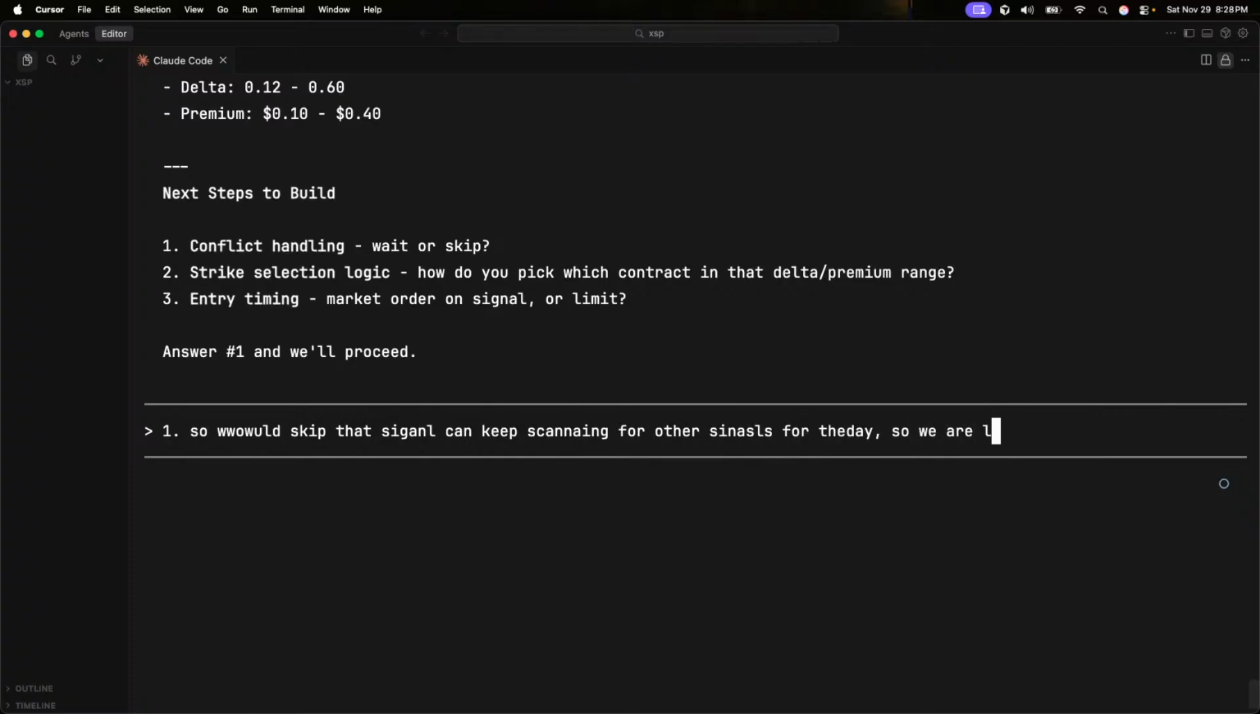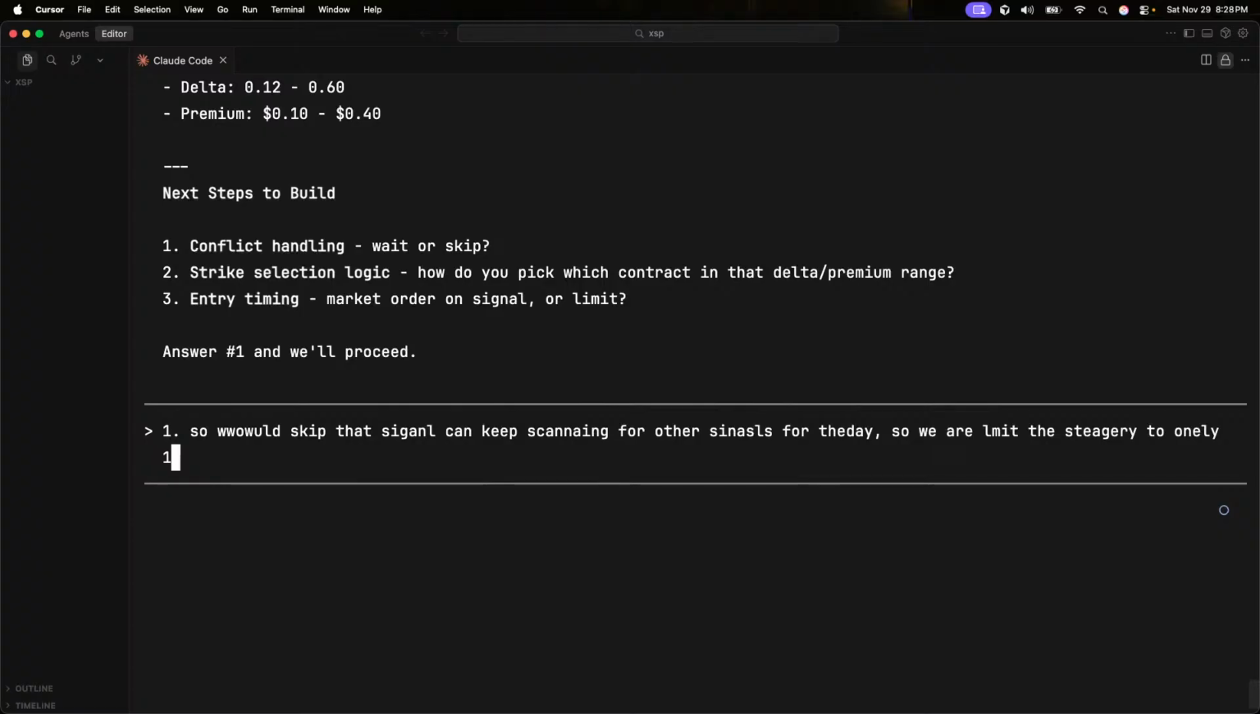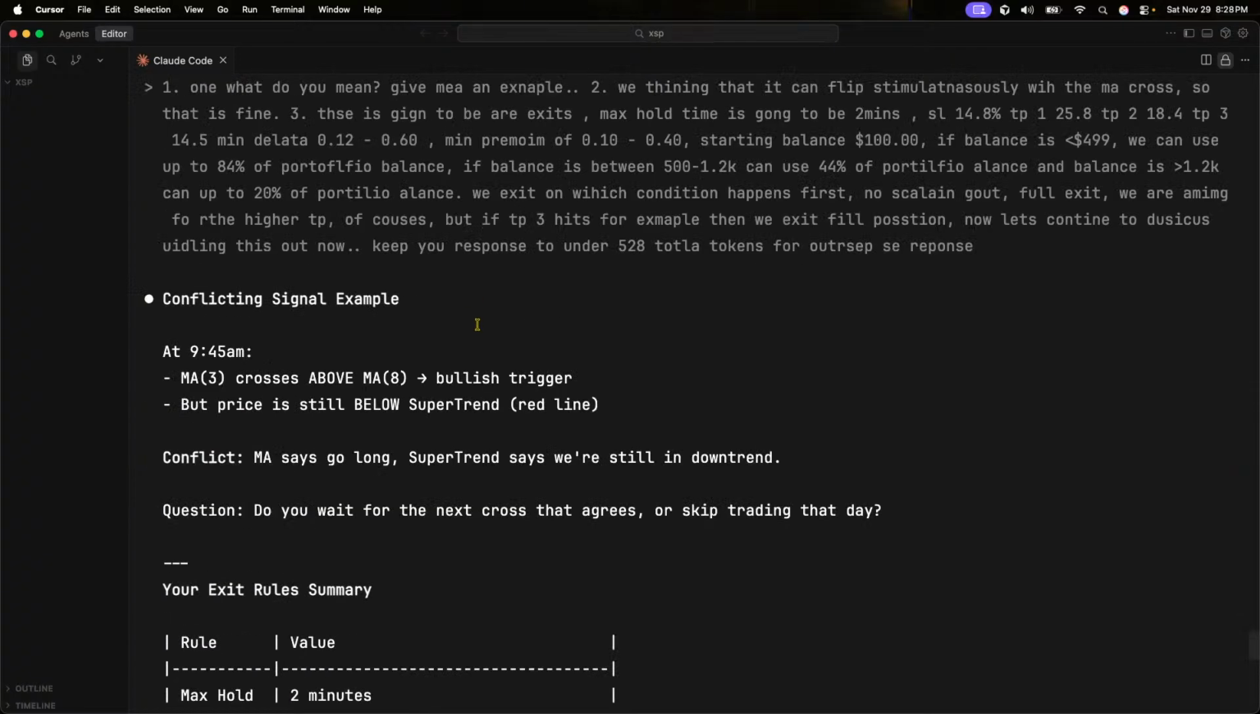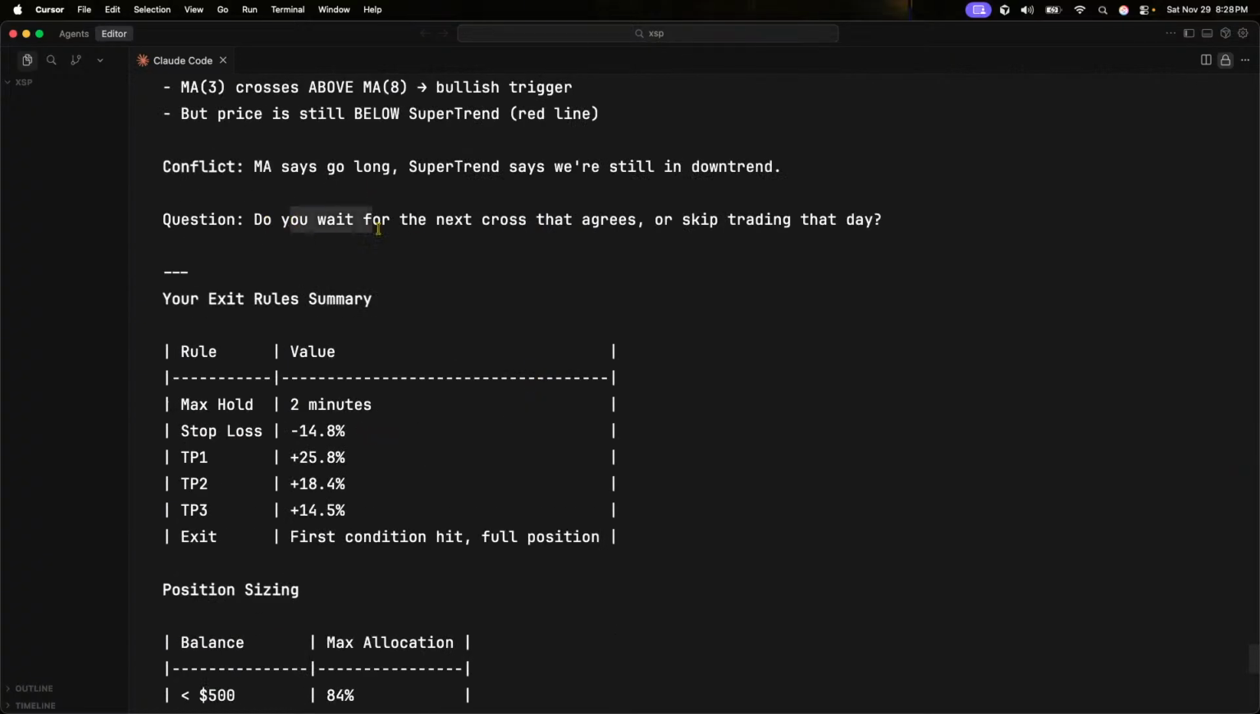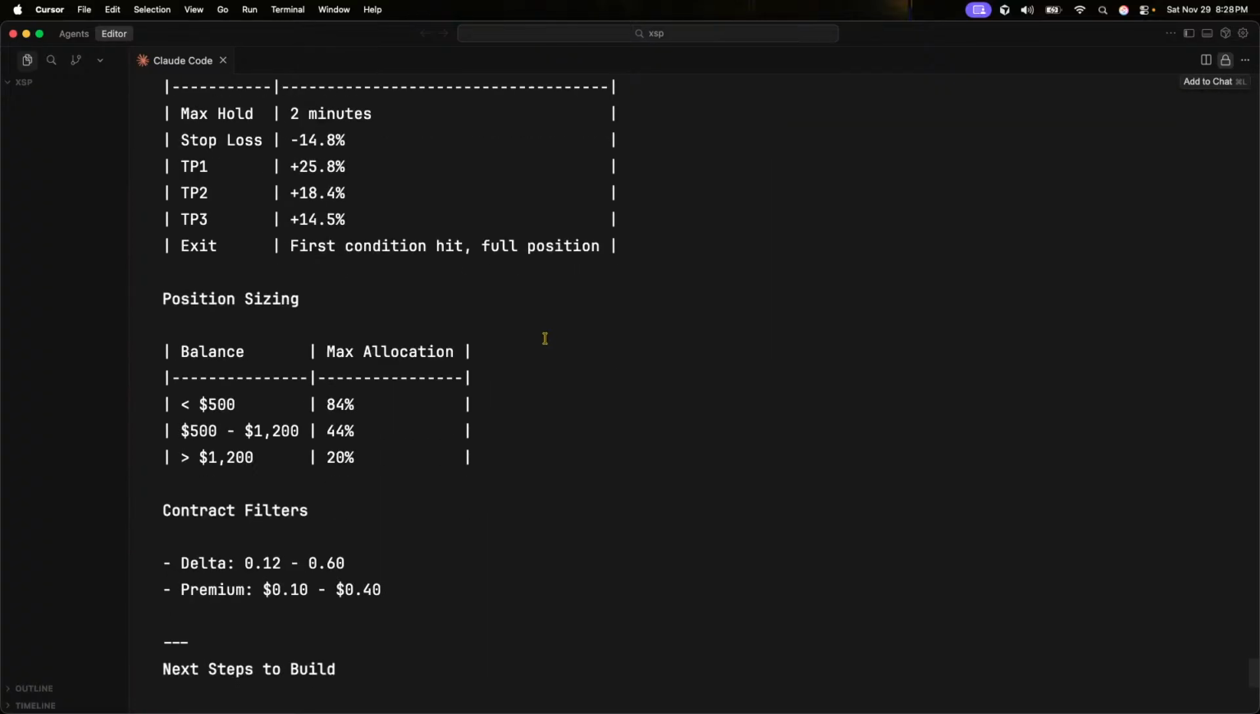We are limiting the strategy to only one trade per day, and it has until the end of the session to either trade or skip if conditions don't meet for the trade. All right, beautiful. Do you wait for the next cross? Okay, we already talked about that.